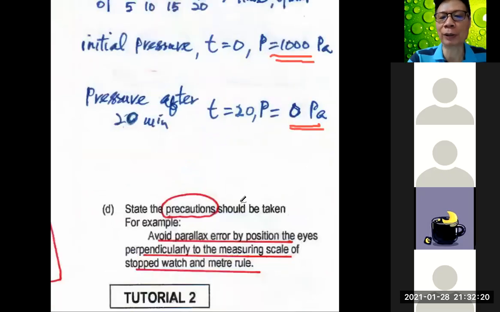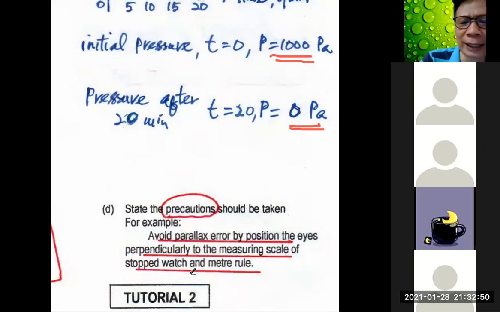Precaution. The last part, precaution, in your experiment report. The last part will be the precaution. Precaution means you write something where you need to be careful, to improve your answer. So precaution, we usually say this one: avoid parallax error by positioning the eyes perpendicularly to the measuring scale of the stopwatch and meter rule.